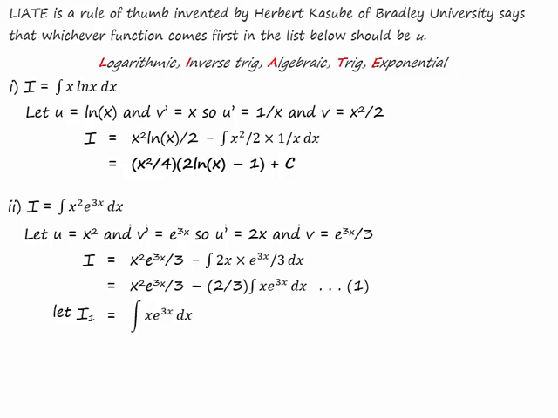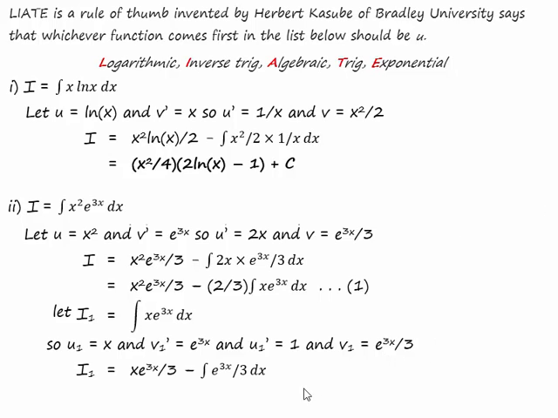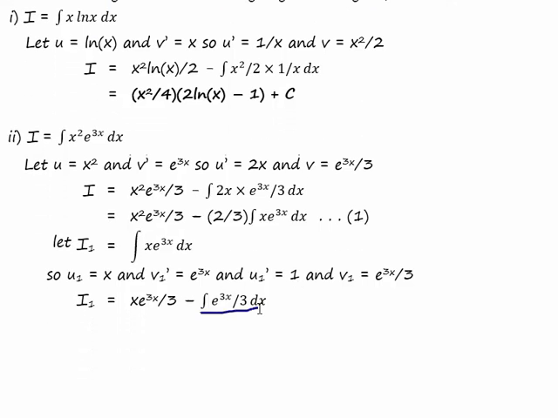So we'll apply the rules as before. We'll let u1 equal x and dv1 dx equal e to the 3x. So du1 dx is equal to 1 and v1 is equal to e to the 3x over 3. So I1 now becomes u1 v1 minus the integral of v1 du1 dx, which is just e to the 3x over 3. I can integrate this directly now. So we have I1 is equal to x e to the 3x over 3 minus e to the 3x over 9.